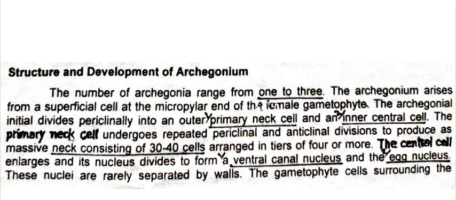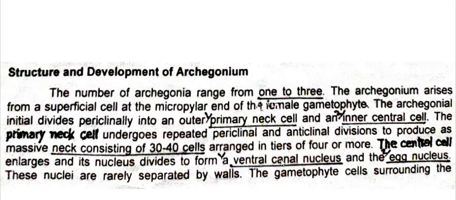The primary neck cell undergoes repeated periclinal and anticlinal divisions, and as a result of these divisions, 30 to 40 cells are produced, which form the neck region of the archegonium. And these 30 to 40 cells are arranged in 4 or more tiers. Now the central cell, which is present below this neck region, enlarges and its nucleus divides once to form two nuclei.